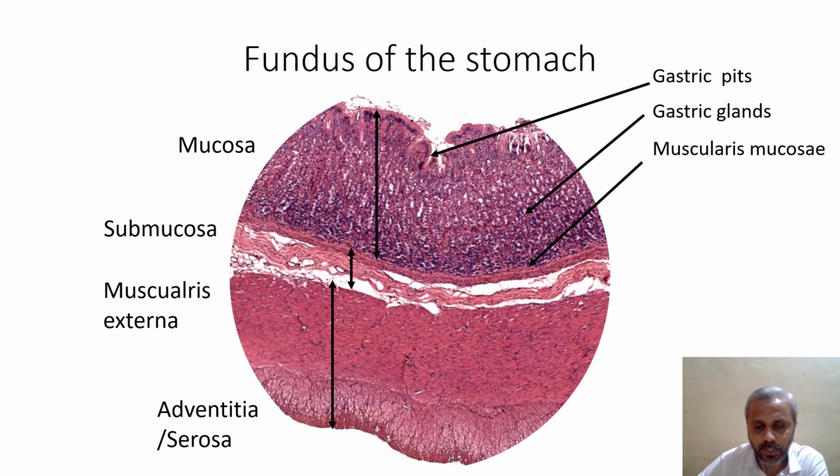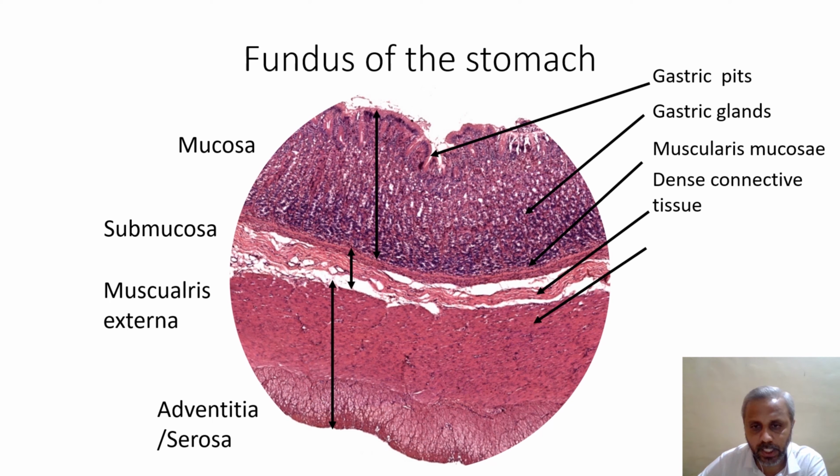The submucosa is made up of dense connective tissue which contains blood vessels and nerves. The submucosa has a nerve plexus referred to as submucosal plexus or Auerbach plexus. The muscularis externa is peculiar in stomach.